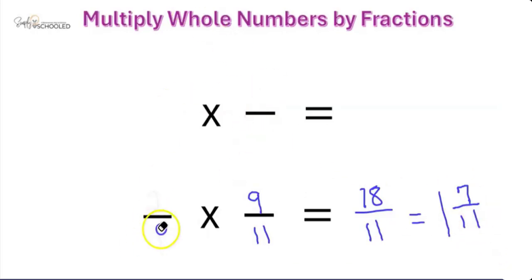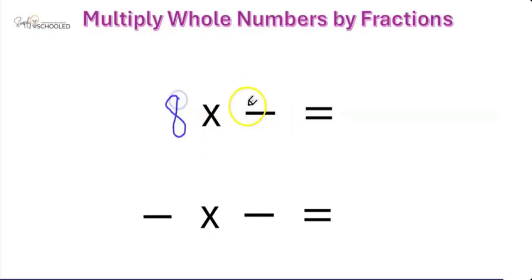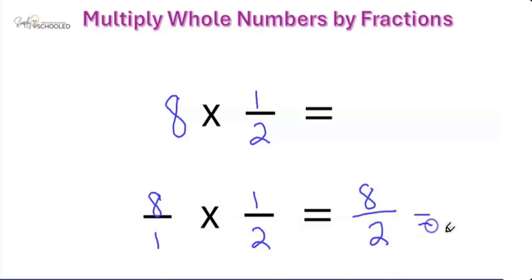Let's try one more. Let's try 8 times 1/2. So we're going to change the 8 into a fraction by putting it over 1. We're going to bring our fraction down, and now we're going to multiply the numerators. 8 times 1 is 8. 1 times 2 is 2. And when we reduce that, we just get a whole number. 2 goes into 8 4 times.